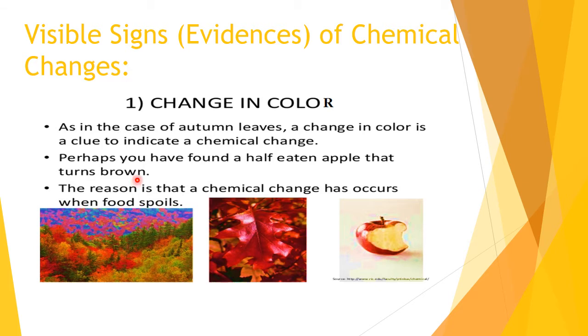Now let's start with the first visible sign, which is a change in color. For example, like the browning of an apple. The browning of an apple is a chemical change, since the color of this apple changes into brown, which indicates the formation of a new substance. For example, the change in the color of the tree leaves during autumn is also a sign that it's a chemical reaction. So one of the visible signs is the change in the color.